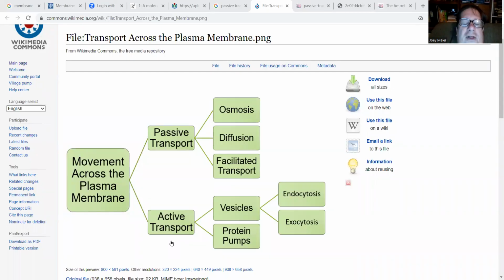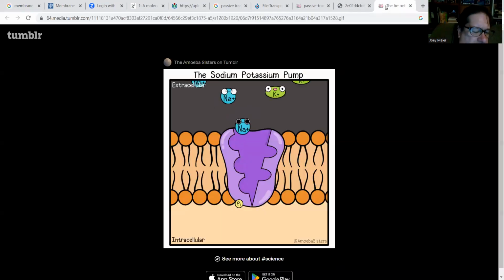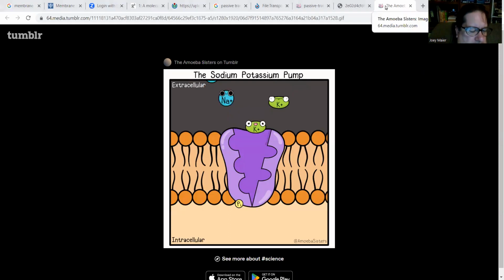Okay, folks, it's time for another basic concept video. I want to talk about the difference in active and passive transport. Active needs the cell to use energy. I'll give you an example of this. The sodium potassium pump is a great example.